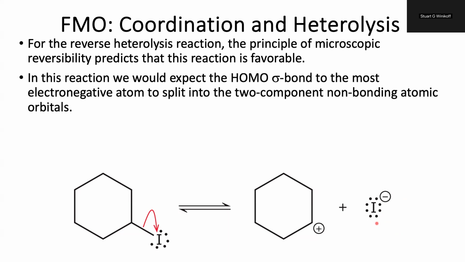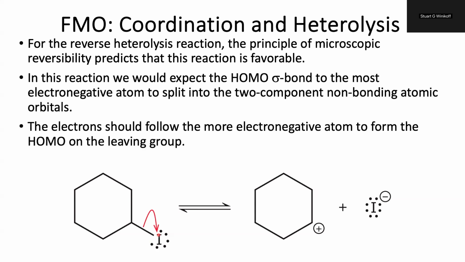So again, in this case, I would expect that HOMO to now be that sigma bond. So this sigma bond is going to overlap, split. The electrons are going to move back onto that iodine, more or less, again, splitting it into its two component non-bonding atomic orbitals. Again, forward direction, I started with two atomic non-bonding orbitals, made one bonding orbital. Heterolysis is literally just taking that bonding orbital and splitting it back into its two atomic orbitals.